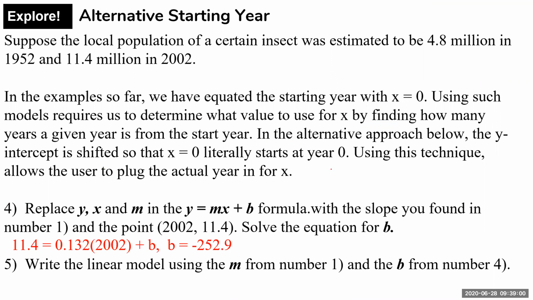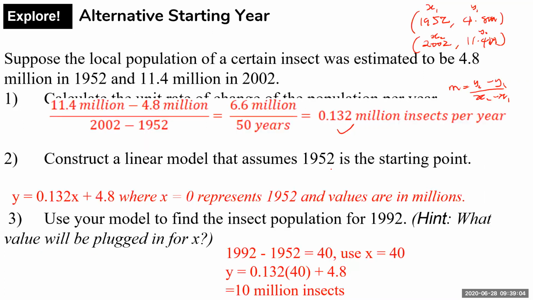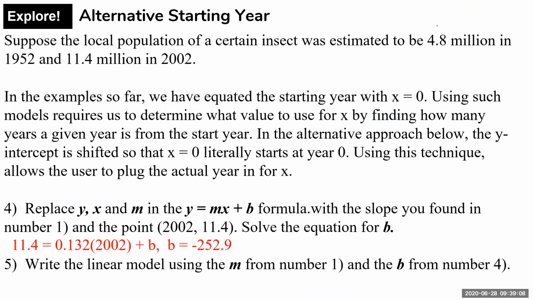So you choose any pair of coordinates. We decided to choose 11.4 million and 2002. So we plug that into our equation, with the slope we already found, and then we found our b to be that, okay?